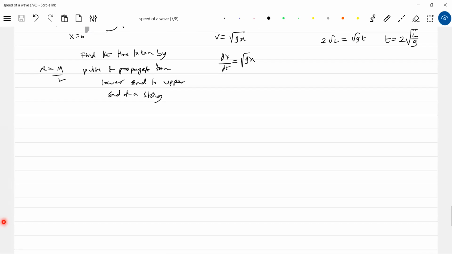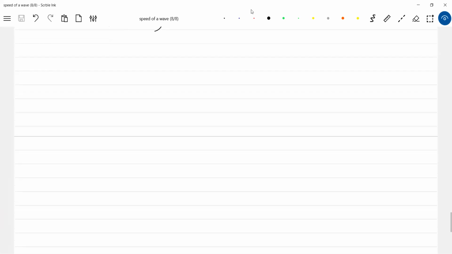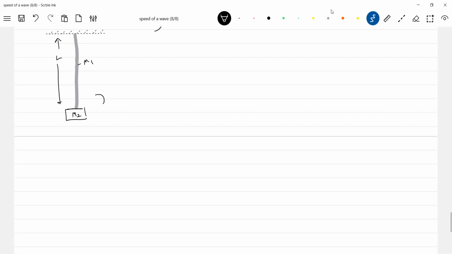Okay, let's take the next situation. There's a rope. I'll suspend a block. Mass of the block be m2, mass of the rope be m1. Let the length be L. I will generate a pulse at the lower end. It will have a speed v1, wavelength lambda 1. When the same pulse approaches here, the amplitude will be the same. But what will happen is the wavelength is going to change.